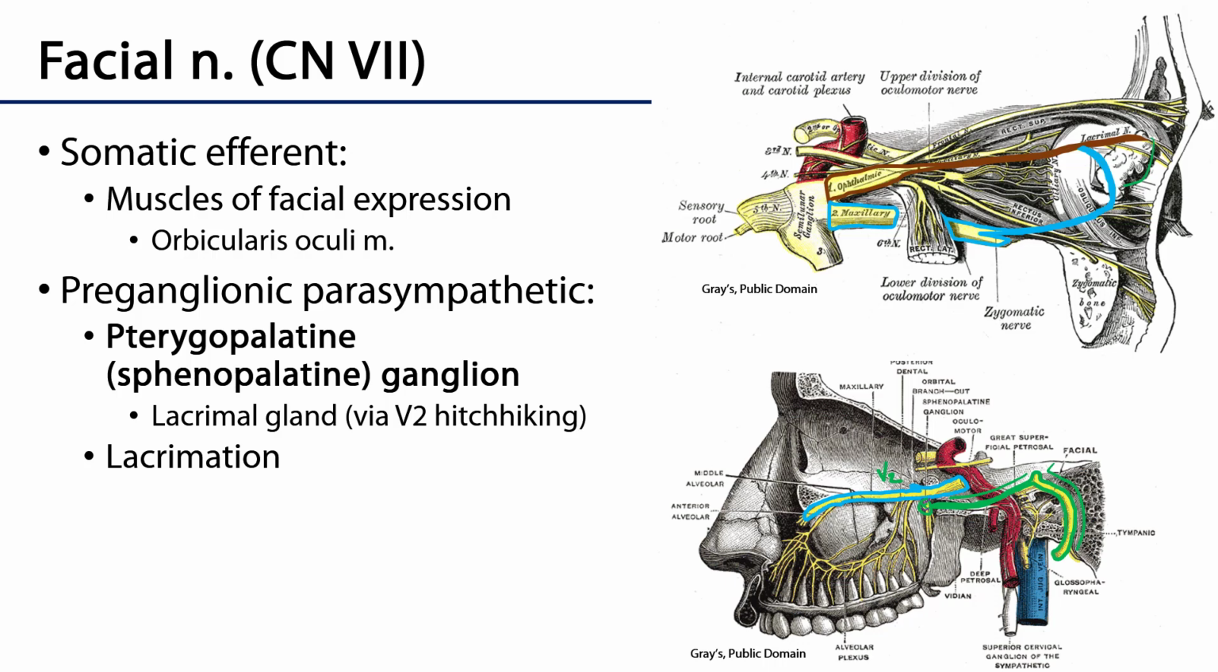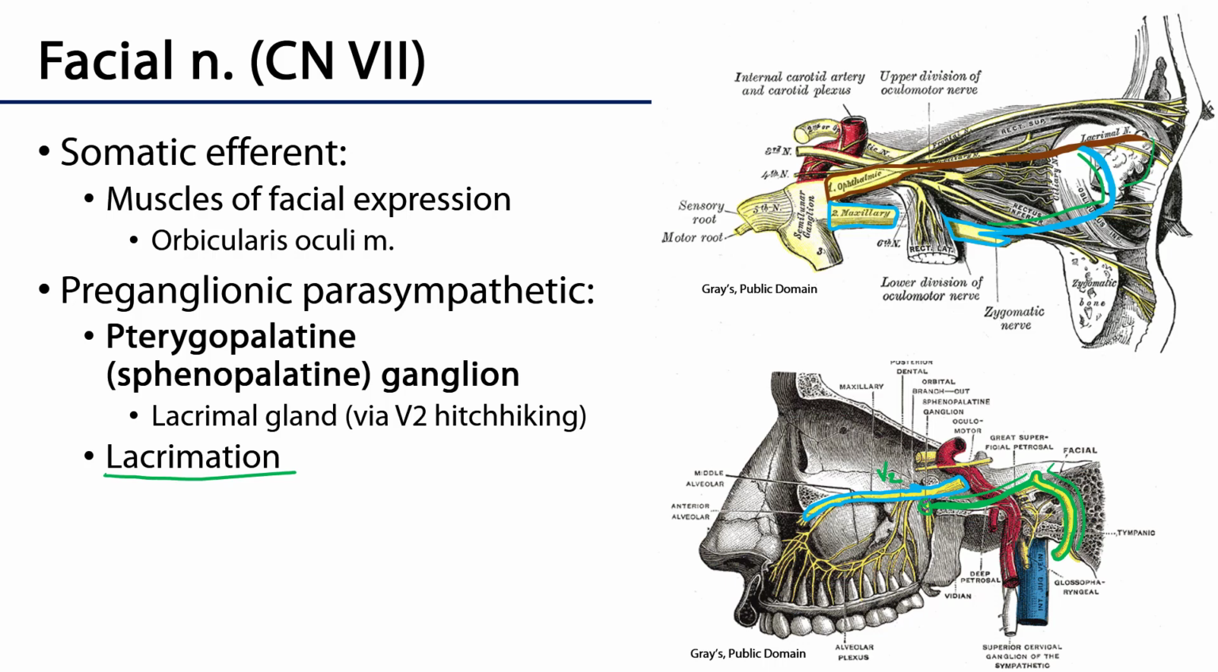So here we can see V2, and we can see those fibers hitchhiking up to the lacrimal gland. Some of them may even hitchhike their way up to the lacrimal nerve before being conducted out to the gland. So the facial nerve, therefore, when it stimulates the lacrimal gland parasympathetically, is going to cause lacrimation, or the secretion of tears.